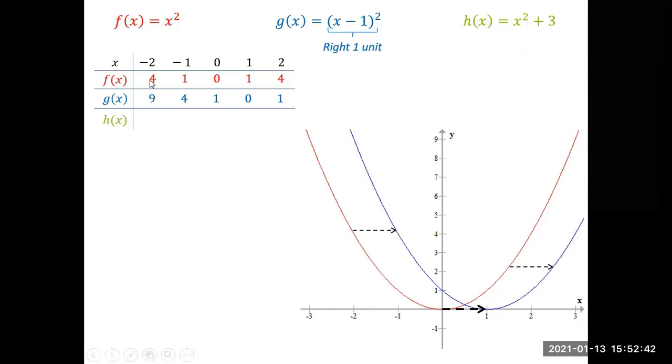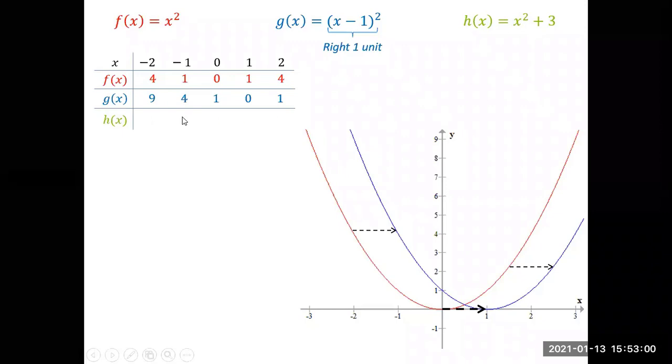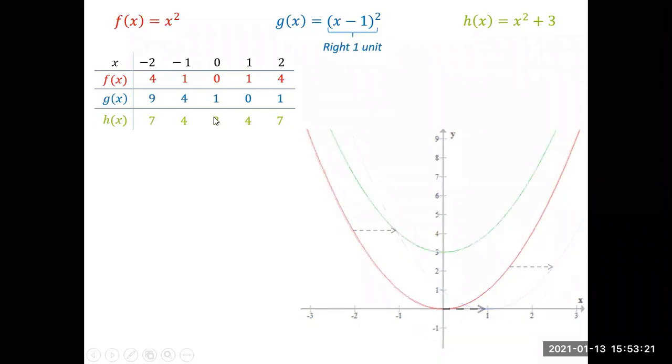Well, notice all that's going to do is it's going to take all of the outputs that I already got for the red function. It's going to take all the x squared values, and now I'm going to add 3. So if I add 3 to 4, I get 7. Add 3 to 1, I get 4. Add 3 to 0, I get 3. Add 3 to 1, and I get 4. Add 3 to 4, and I get 7. So notice that now I have another collection of points. This tells me the points are -2, 7, -1, 4, 0, 3. And if I were to now plot each of those, notice that this is the new graph.